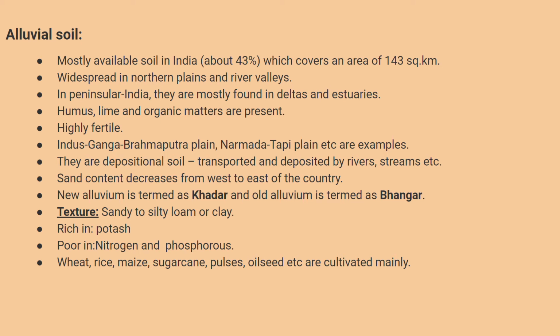Humus is the organic material which gets decomposed, like leaves, twigs, branches which get decomposed on the surface of the earth makes humus, which is very fertile. Alluvial soil supports growth of wheat, rice, sugarcane, and pulses, oilseeds and maize is also grown. But you remember, wheat, rice and sugarcane are the important crops.